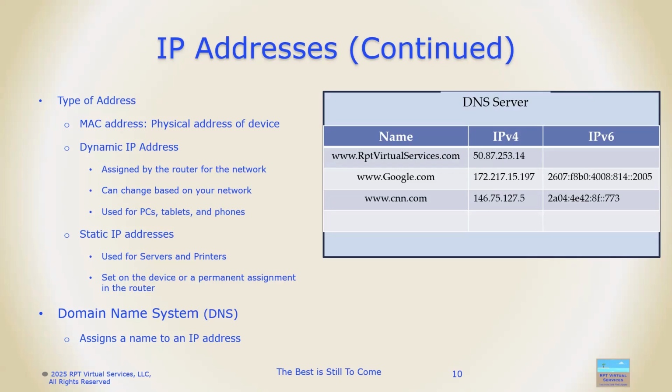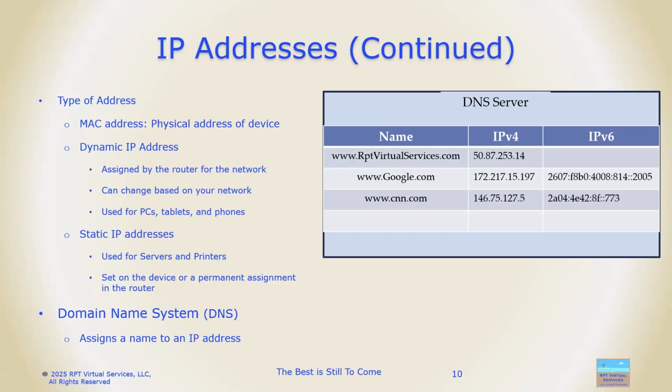I looked up our website, www.rptvirtualservices.com, and that's got an IP address of 50.87.253.14. And I think you'll agree it's a lot easier to remember the name than the number. Here you may also see, like for Google, I looked that up and it had two addresses.